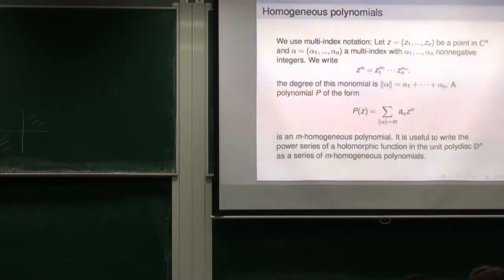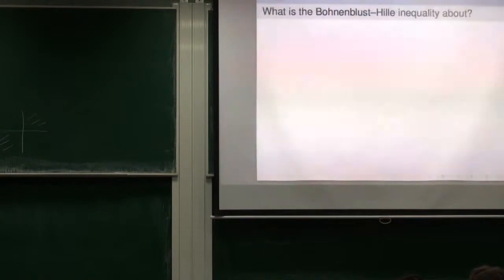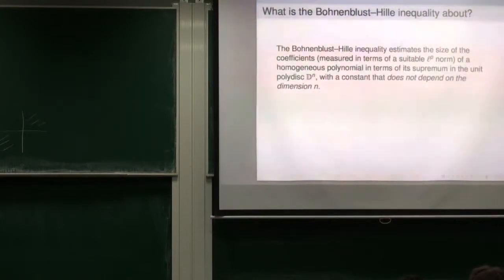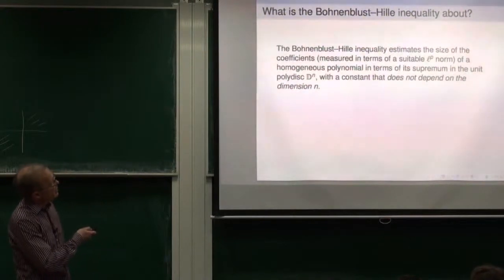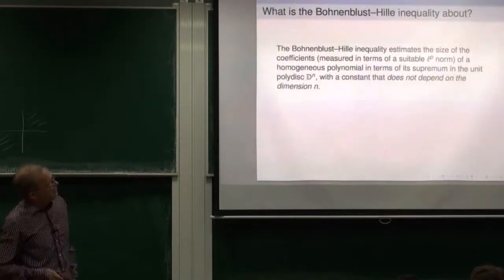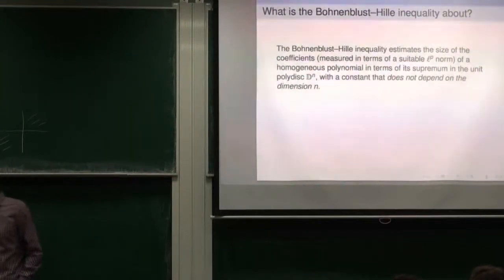And we are interested in that, of course, because it's quite useful to express general holomorphic functions in terms of homogeneous terms. Okay, so the Bohnenblust-Hille inequality estimates the size of the coefficients, measured in terms of a suitable LP norm, against the supremum of the same polynomial with a constant that does not depend on the dimension.